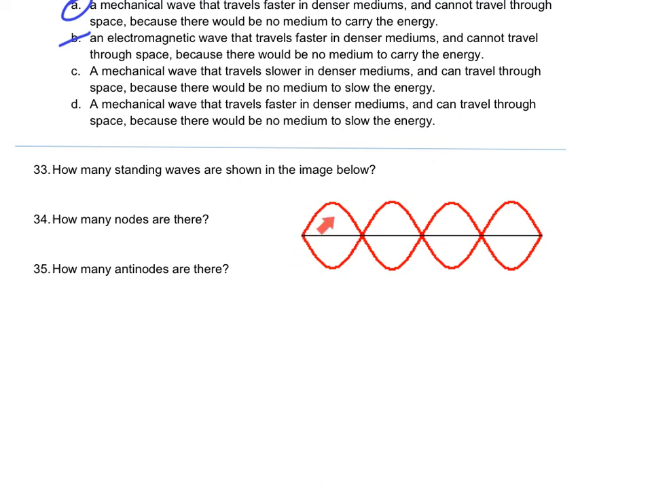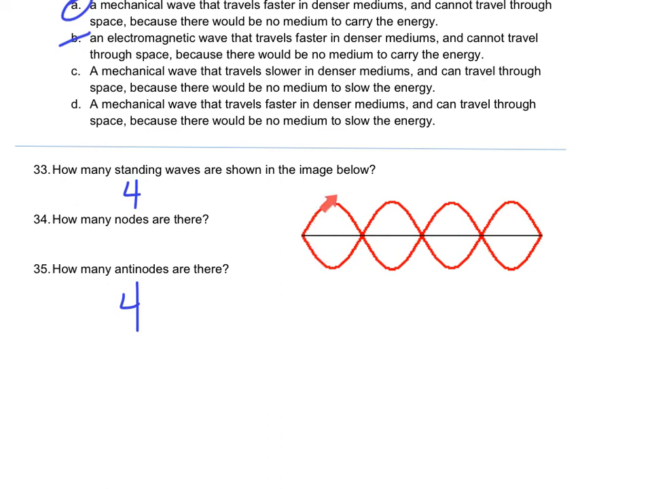And the last three, how many standing waves are shown below? Remember, if I can count the antinodes, the big areas here, then I know how many waves there are. Here's one antinode, two antinodes, three antinodes, four antinodes. So this answers number 35, 4. Antinodes are areas of constructive interference where two crests or two troughs collide, forming a larger wave. Therefore, there are 4 waves in here.